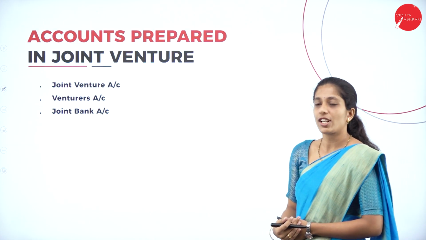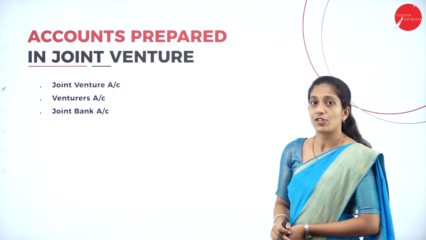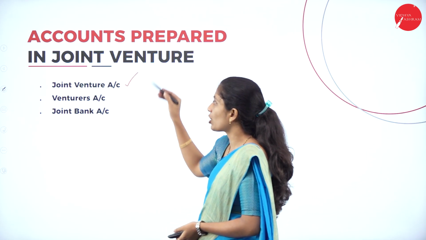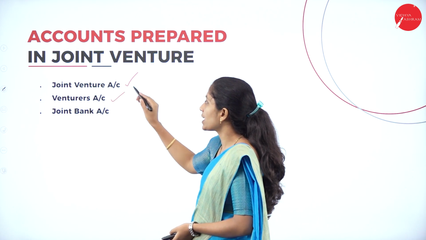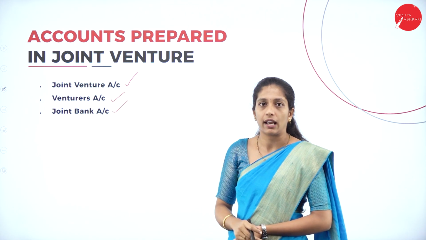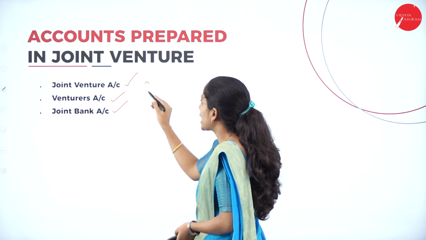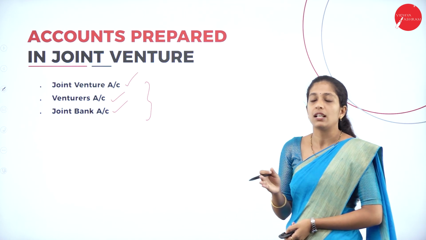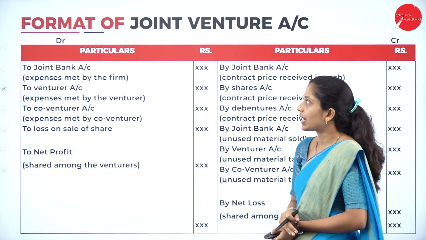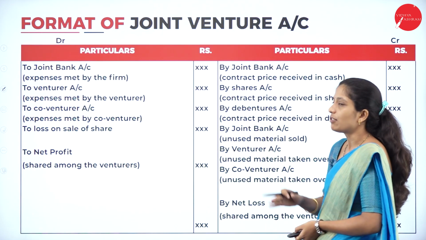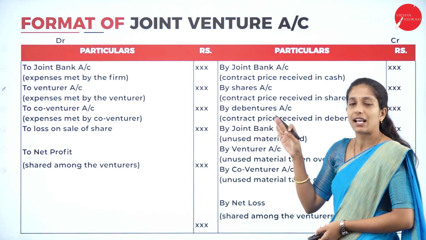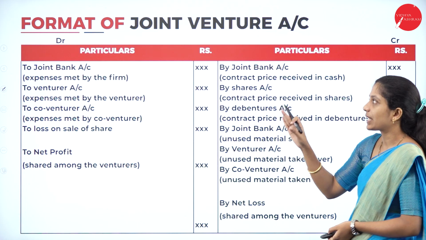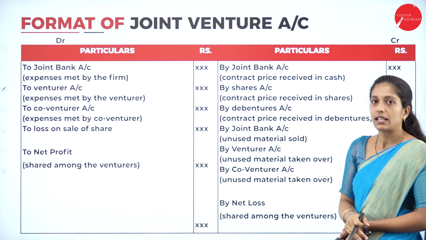In today's session, we shall see what are the accounts prepared in joint venture. As I have already told you, these are the three accounts to be prepared, that is joint venture account, next is venturers account, next is joint bank account. Now let us see the format one by one. What is the format of joint venture account? The format remains the same as that of a ledger account, that is particulars, debit side and credit side, particulars rupees and particulars rupees in the credit side.